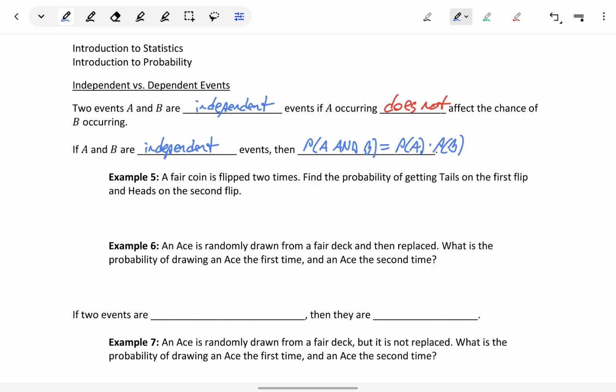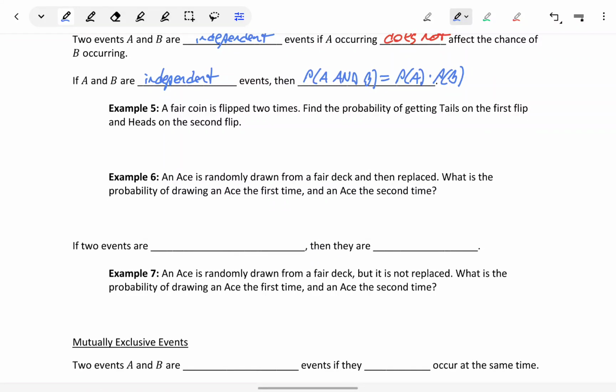In example 5, we're told that a fair coin is flipped 2 times. We want to find the probability of getting tails on the first flip and then heads on the second flip. Flipping a coin, every time we flip it, is an independent event. One outcome doesn't impact the next flip. So all we would need to find in this case would be the probability of getting tails on one flip and the probability of getting heads on another flip, and multiply those two results together. Every time we flip a coin, we have a 50% chance, or 0.5. So this would be 0.5 times 0.5, or 0.25 probability.